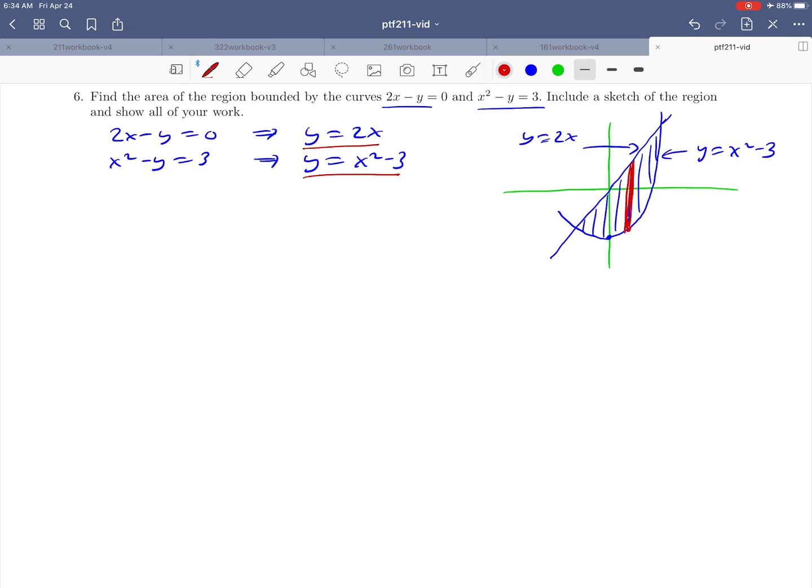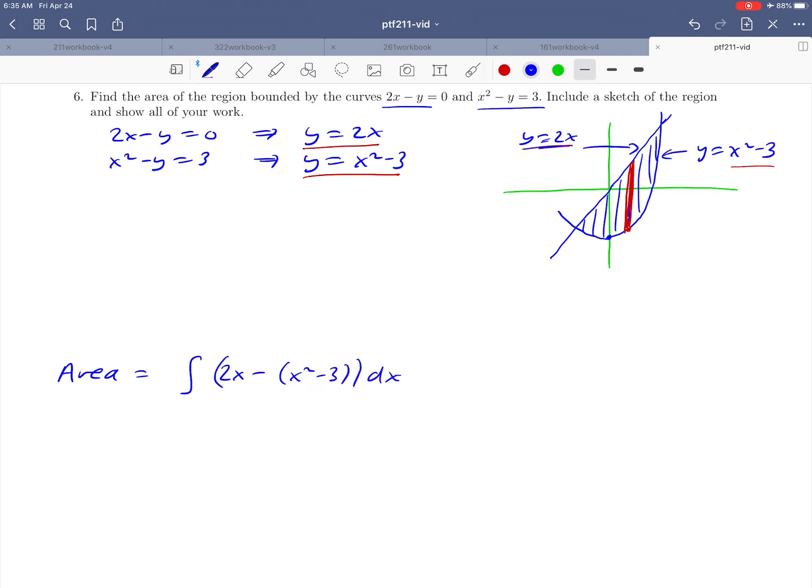We can see from the formulas what the y-coordinate at the top and the bottom of that rectangle would be. And so our area then is going to be an integral of the top function minus the bottom function. The curve that's on the top is 2x, and the one that's on the bottom is the parabola, x squared minus 3.